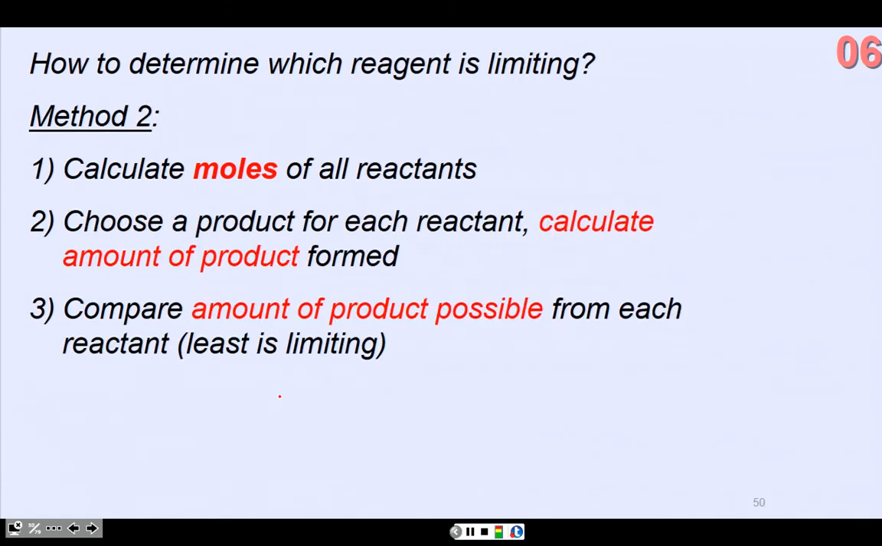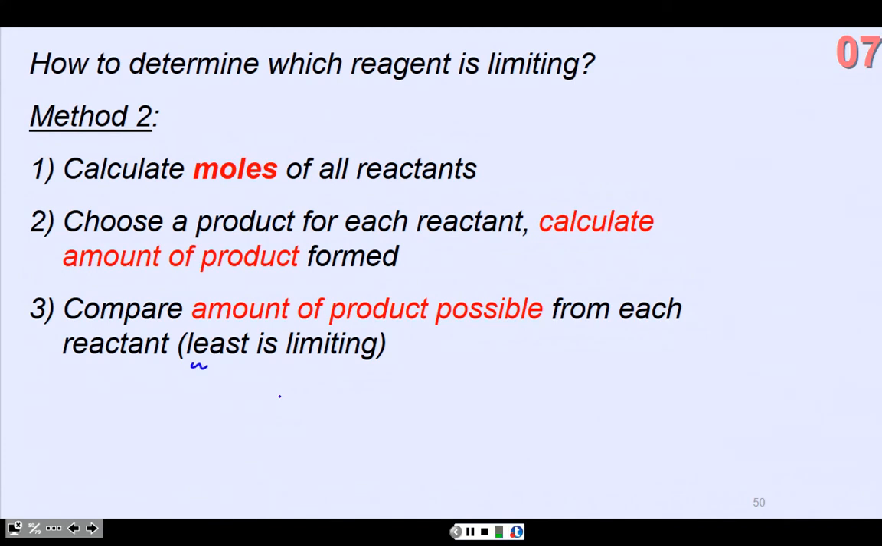The second approach to these limiting reagent questions, limiting reactants, is a slightly different method, but we begin again the same way, calculating the moles of all the reactants. And then you choose a product for each reactant. Sometimes there's one, sometimes there's more than one, and you calculate the amount of product formed for each reactant. So for reactant 1 and 2, see how much of the certain product you can make. And then you compare the amount of product possible from each reactant amount and look for the least one.